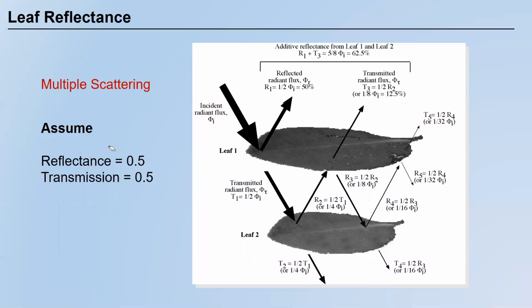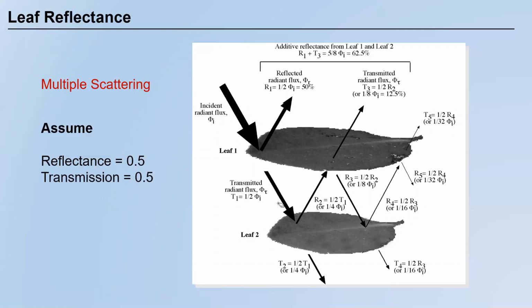Which means that, okay, when the light, let's just focus on this largest arrow here, arrives at the first leaf, let's just assume reflectance is 50%. 50% of the energy will just return to the sky. The rest 50% will penetrate, which means the transmission of the energy is 0.5. The remaining half of the energy will penetrate the first leaf and arrive at the second leaf.